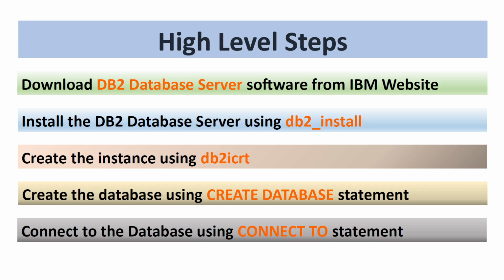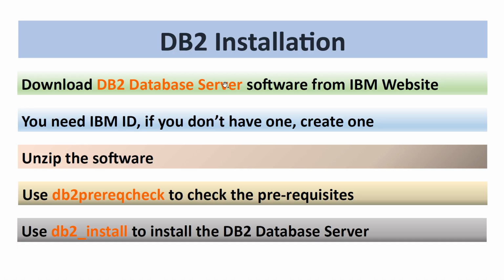So the steps here are: download the software, install the software, create the instance, create the database, connect to the database. Let's see these steps one by one. To install the software, you need to download it from the IBM website. You need an IBM ID. If you don't have one, create one. Once you have downloaded the software, unzip it.